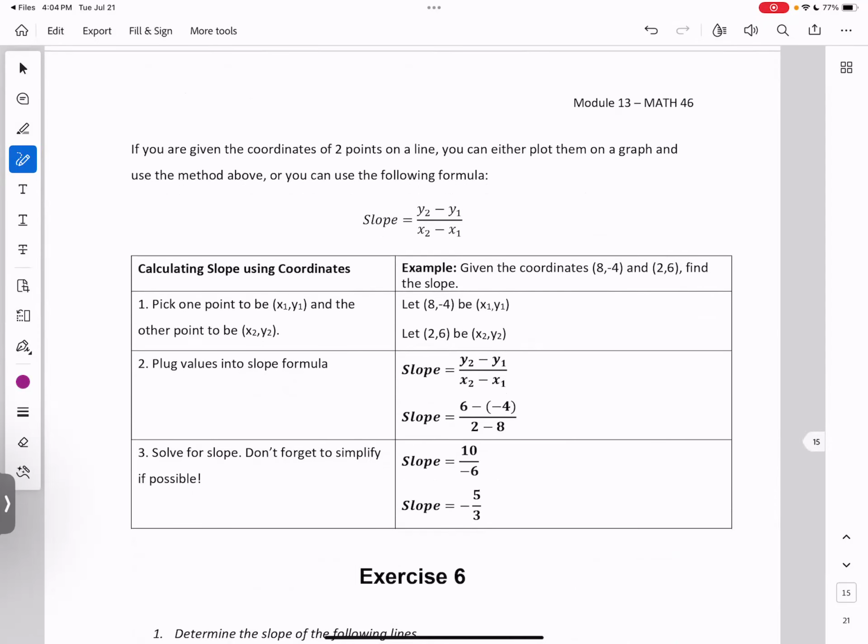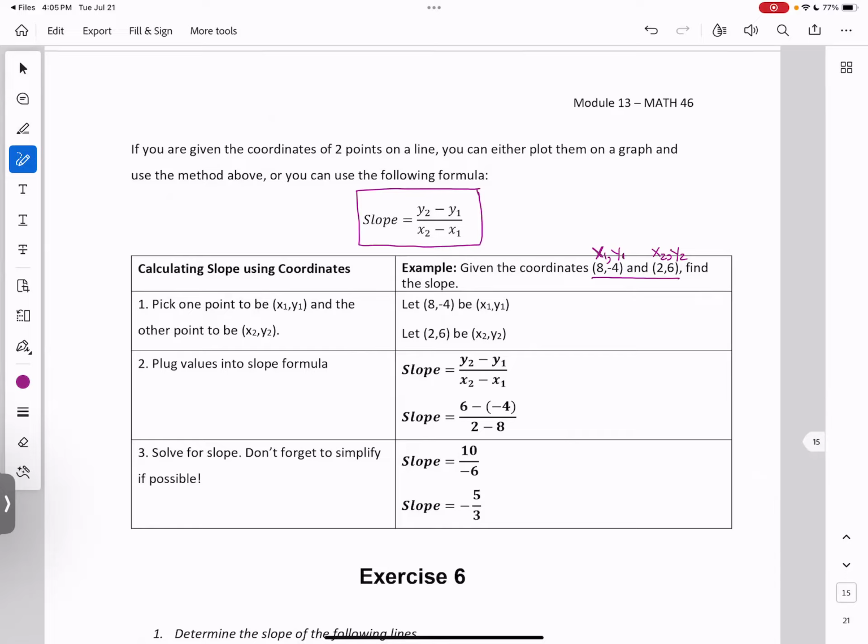Another way to calculate slope is using the slope formula. And so what this says is choose your 2 points as x1, y1 and x2, y2, and then you can plug them into the formula. So here we've been given 2 coordinates and we want to find the slope on the line that would be drawn between them. And so I always label them, and usually I just label them above. So in this case, we're letting 8 comma -4 be x1 and y1, so that's our point number 1. And then we're letting 2 comma 6 be x2, y2. And just like in the previous example, that is arbitrary.